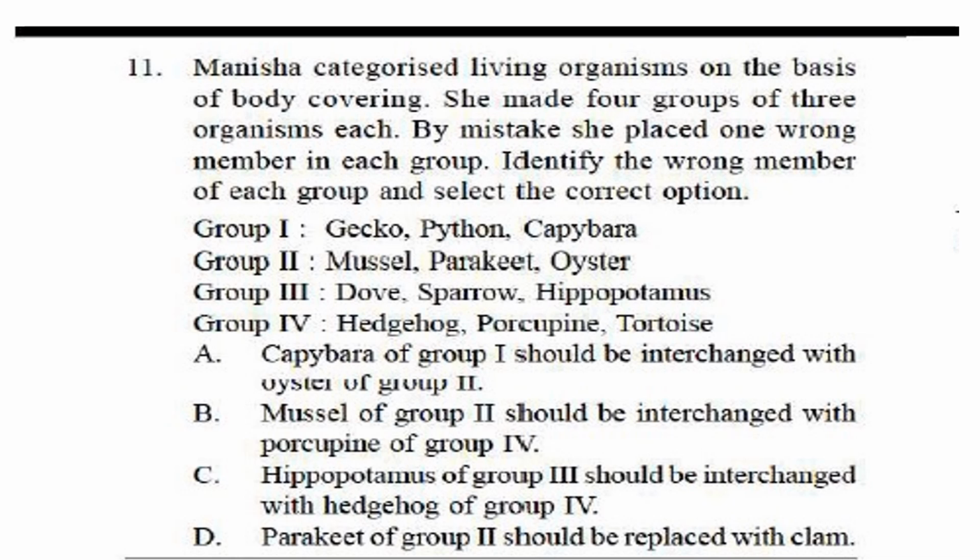Question number 11. Manisha categorized living organisms on the basis of body covering. She made 4 groups of 3 organisms each. By mistake, she placed one wrong member in each group. Identify the wrong member of each group and select the correct option.